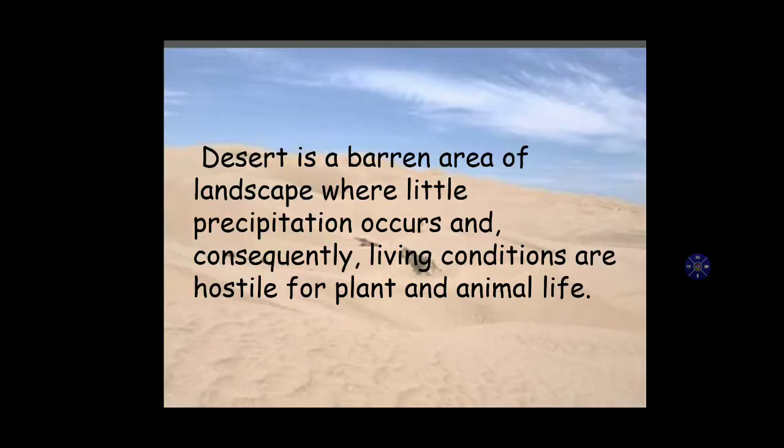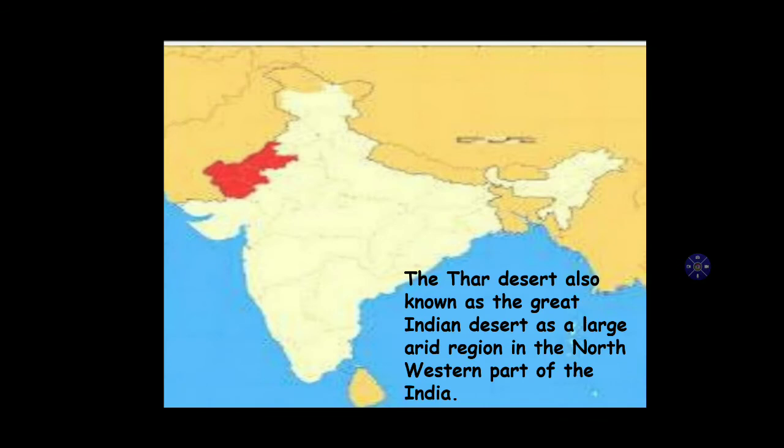When we talk about a desert, it is a barren area of landscape where little precipitation occurs and consequently living conditions are hostile for plant and animal life. When we talk about the Indian desert, the Thar Desert, also known as the Great Indian Desert, is a large arid region in the northwest part of the country. The red part of the country shown in the map is termed as the Indian Desert or Thar Desert.